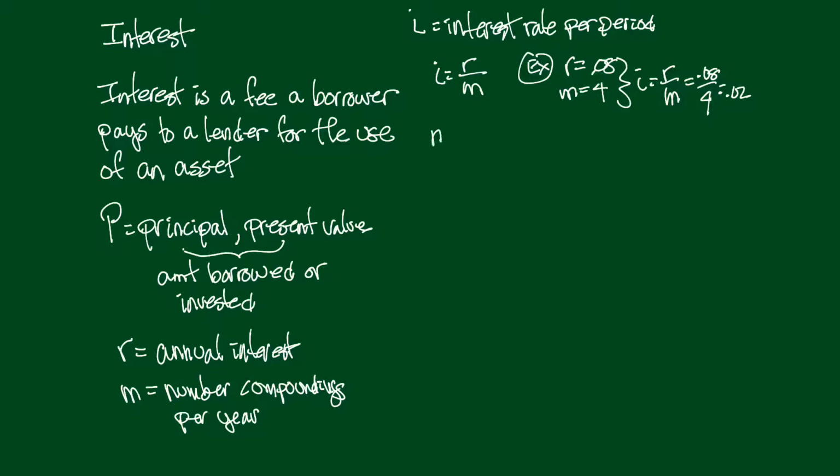And one more letter will be useful for us. N will be the number of payment periods. So if we were going to, say, compound twice a year, in 1 year we'd have 2 payment periods. If we were going to go for 5 years, we'd have 2 periods per year times 5, so we would have 10 payment periods.